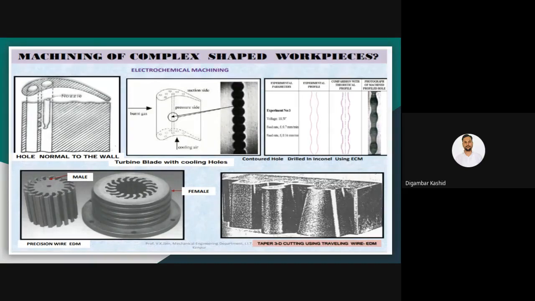So you need a process where you remove the metal in the form of atoms or molecules. That removal of metal in the form of atoms can be achieved only through advanced machining processes, as I mentioned in my previous slide also. So the solution to all these problems is the advanced machining process.